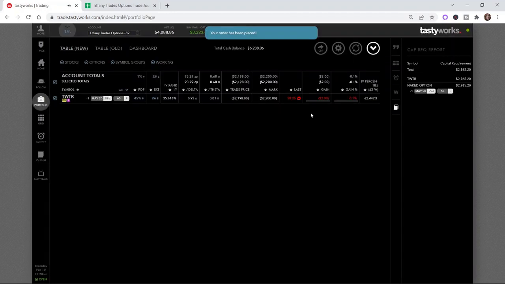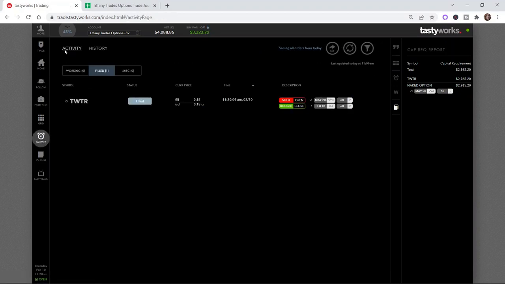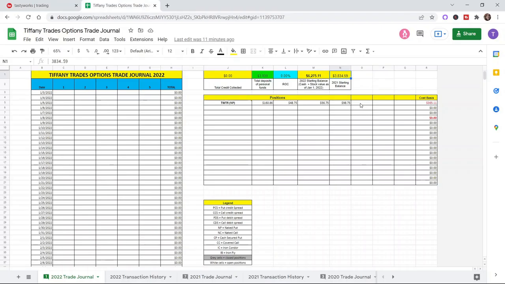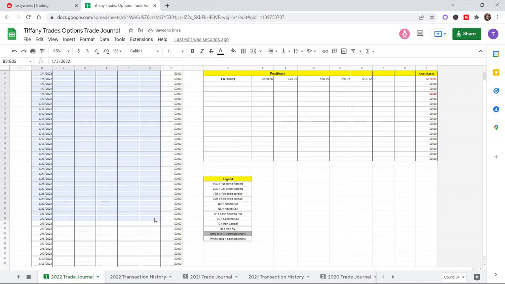So that was a very quick fill, which is great. On the activity, I got 15 cents additional credit for this. 15 cents, or $15 minus the fees, is $13.72. This is the trade journal. I'm going to log this here. And it's been many, many weeks since I've traded in here.